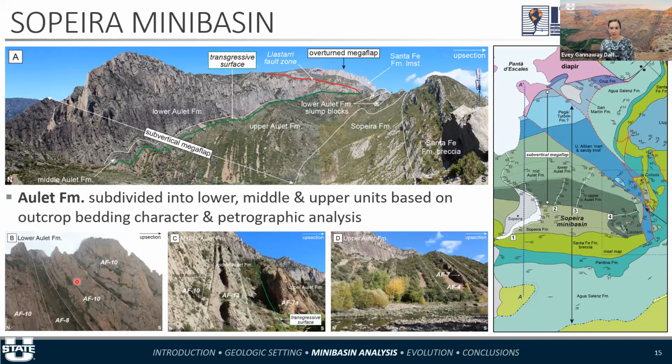So we have these thick resistant beds of the lower Aulet, followed by a thin recessive package of the middle Aulet formation that's here at the base of the mountain. You can see it just here as well. And then we have, as we move into the valley floor, these cycles of upper Aulet that we can see here. So fairly obvious differences in outcrop bedding character that also tie to substantial differences in the petrography, especially as we look at lower and middle to upper units.